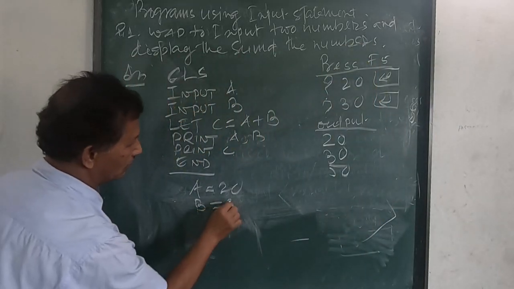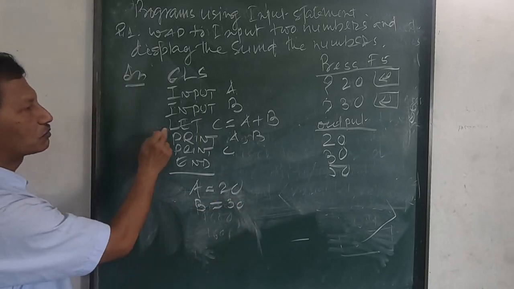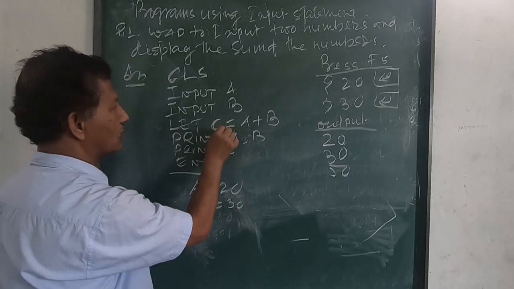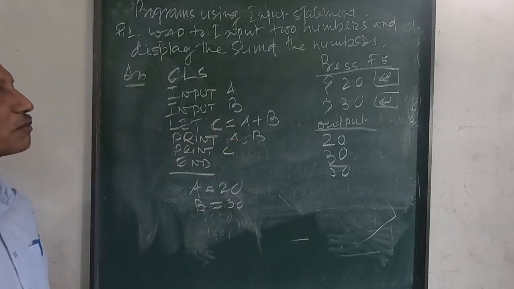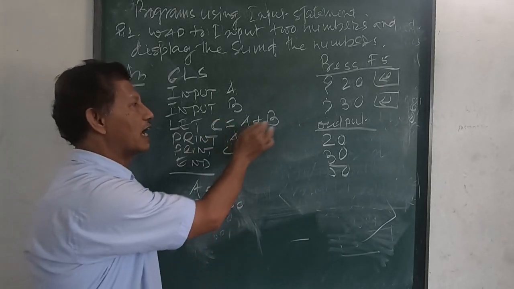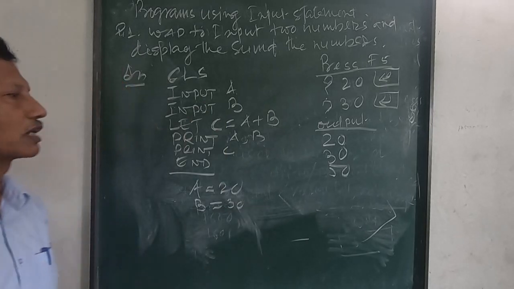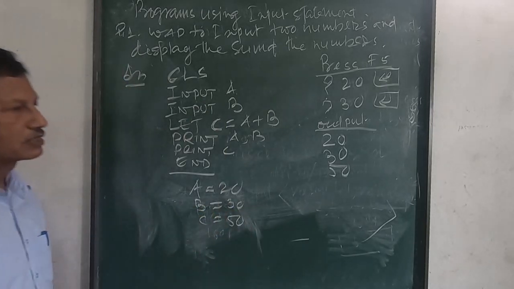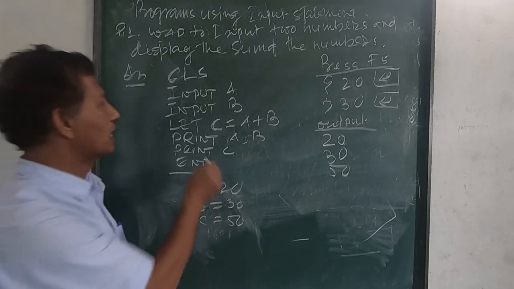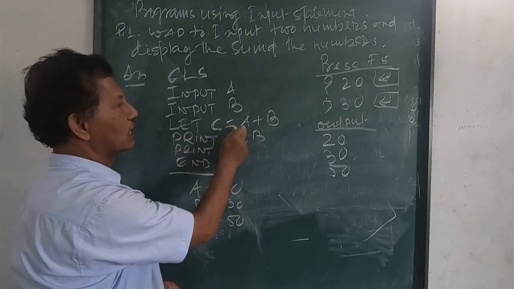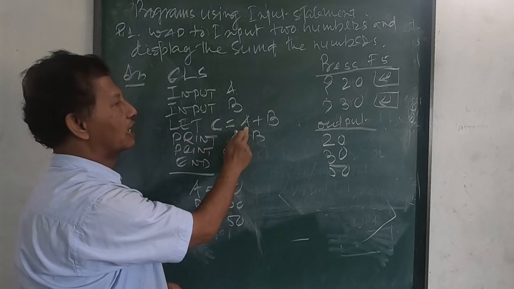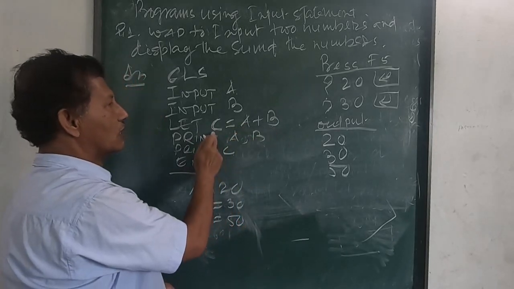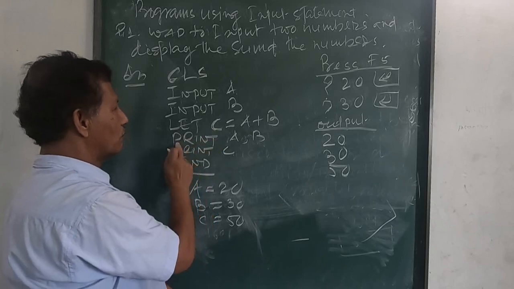That is 30. Next time, when it comes to the next line, there is another variable called C, where the values of the two variables, A and B, will be added and stored in C. That is 50. C means 50 now, because in this line you see C equals A plus B. What is the value of A? A is 20. What is the value of B? That is 30.